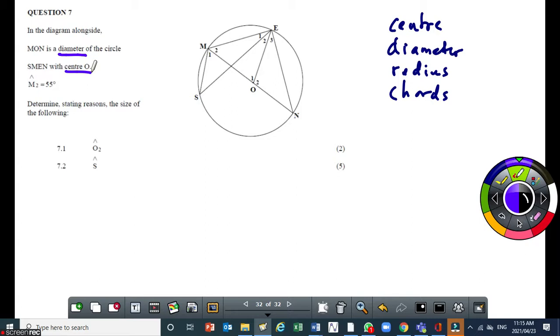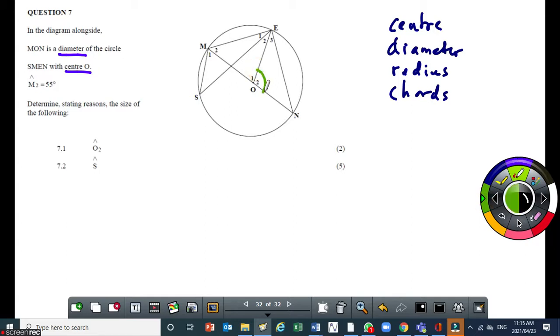OE is a radius, ON is a radius, and OM is also a radius. So we have got 3 radii here. Then the chords, we have got NE, we have got ME, we have got MS. Okay, which means we might need to use theorem 4. You're following that? Okay, so when you're answering the question, you must have a strategy of how you approach the question. There has to be a strategy. Okay, if you don't have any strategy of tackling the question, then you won't be able to do it. You'll be stuck forever.